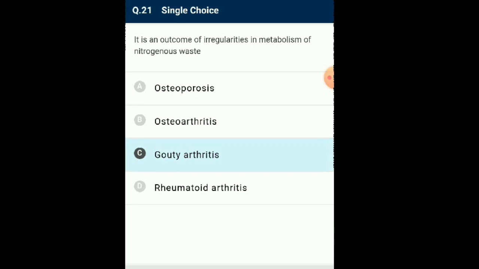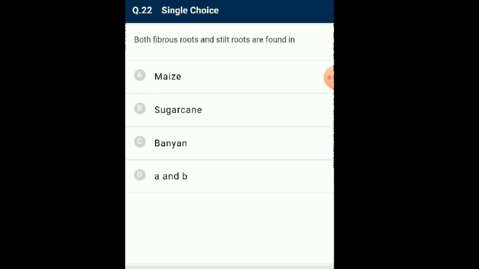Gouty arthritis. Question number 22. Both fibrous roots and stilt roots are found in. The fibrous root system is most observed in monocots like maize, sugarcane, etc., where the primary root is short-lived and replaced by a number of fine fibrous roots developing from the base. Stilt roots develop obliquely from basal nodes of stem as in sugarcane, maize, sorghum, pandanus, etc. So the answer for this question is option D. A and B, both fibrous roots and stilt roots are found in maize and sugarcane.